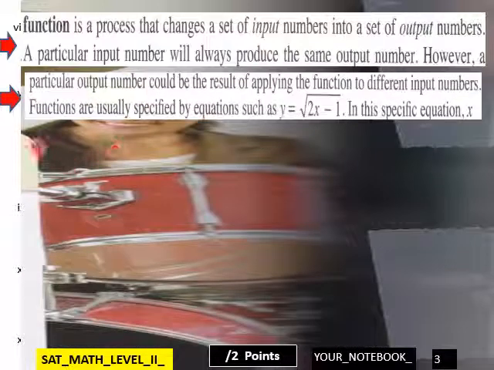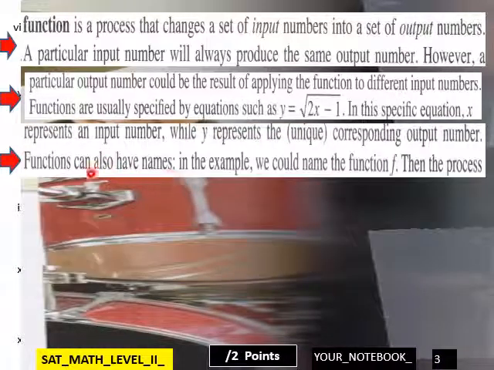A function is a process that changes a set of input numbers into a set of output numbers. A particular input number will always produce the same output number. However, a particular output number could be the result of applying the function to different input numbers. Functions are usually specified by equations such as y equals radical 2x minus 1. In this specific equation, x represents an input number while y represents the unique corresponding output number.